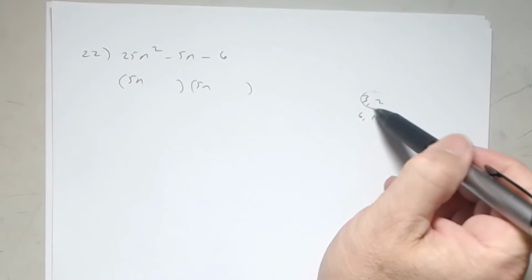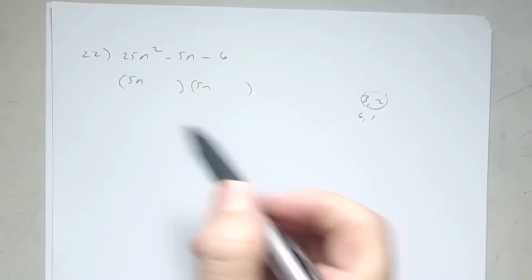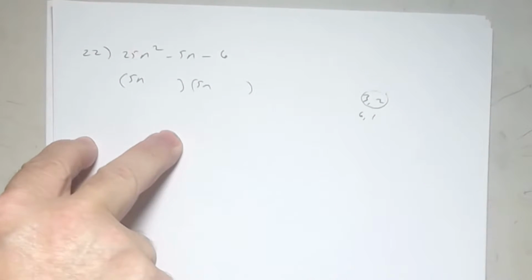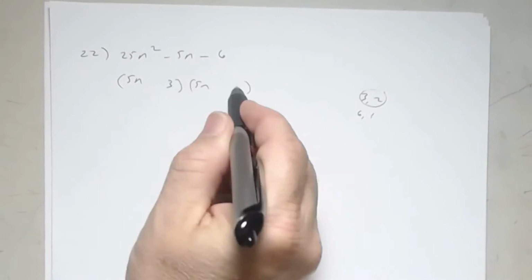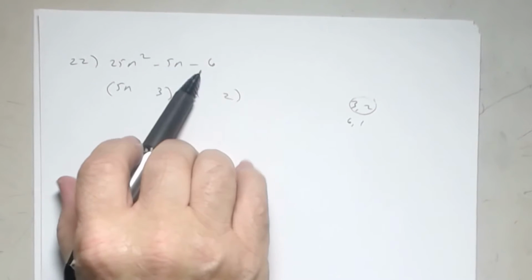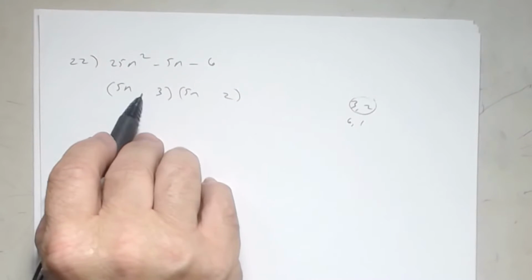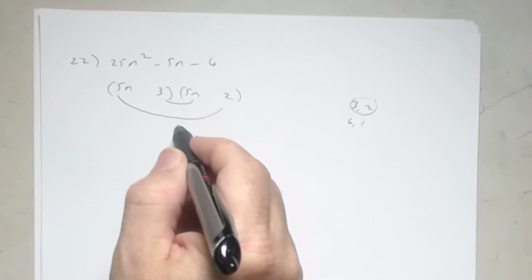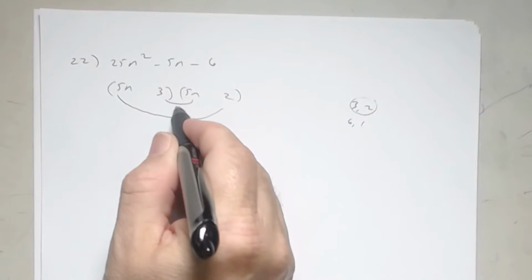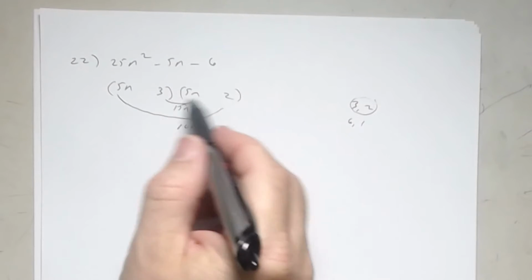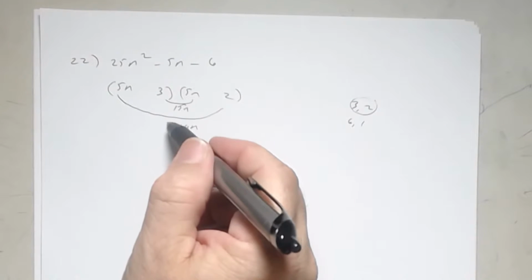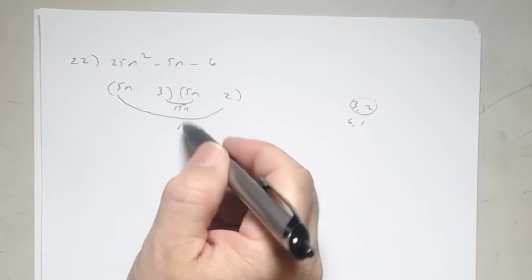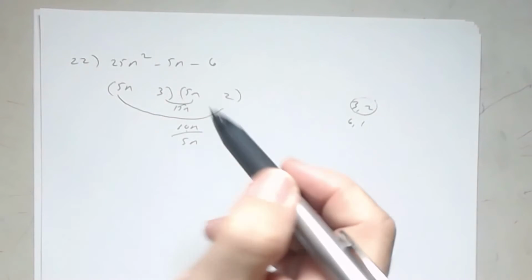3 and 2. It doesn't matter where you put the 3 because the 5s are the same, right? So put the 3 here, 2 here. The last sign's negative, so these have to be different. Let's do the outer and the inner first. What's the outer? What's the inner? Since they're different, you'll be subtracting them. So 10 from 15 is 5, which is what we wanted.